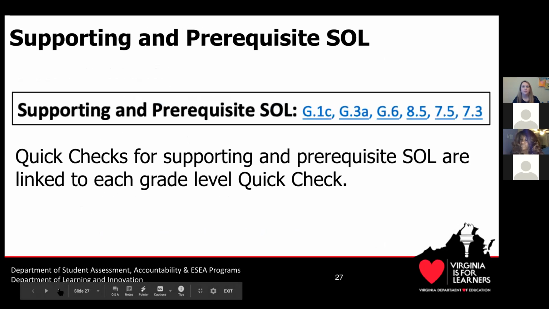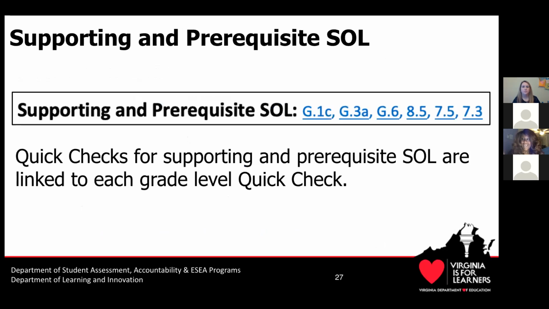Next, you're going to see those supporting and prerequisite SOLs, and that is the vertical articulation piece that we referred to a little bit earlier in tonight's presentation. You're not having to hunt and gather and try to figure out what those foundational skills are, because they've already been mapped using one of the tools I'm sure that many of you have used before, and that is the VMAT tool. And so that was used, as well as working with the lead developers, members of the VDOE team, to really ensure that we could see those content connections.